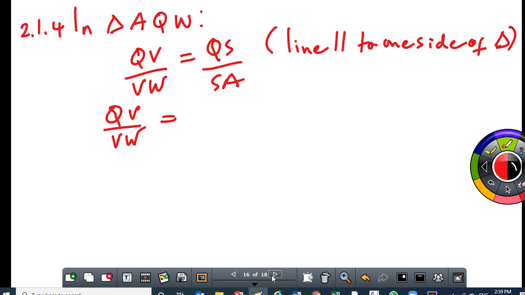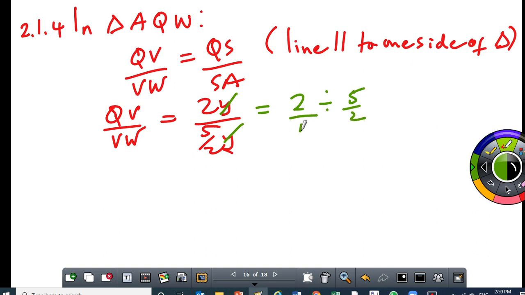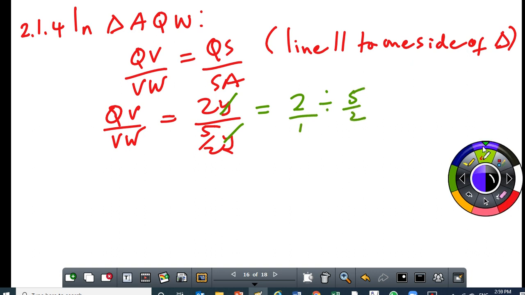So I'll have 2Y over 5 over 2Y. Fortunately, this Y and that Y are going to cancel out, because eventually your answer must be a real number. So this will be equal to 2 divided by 5 over 2. The denominator there is a 1. Then you get 2 over 1 times 2 over 5. So you get 4 over 5.